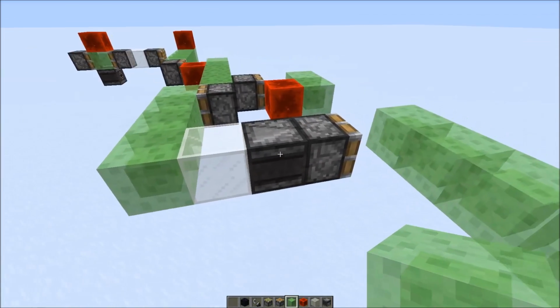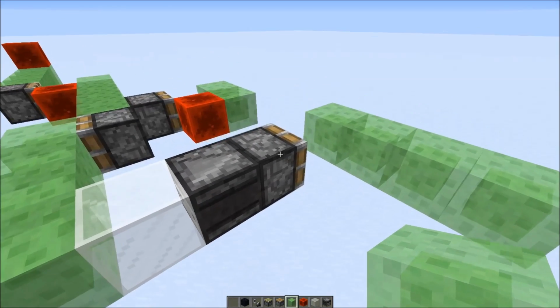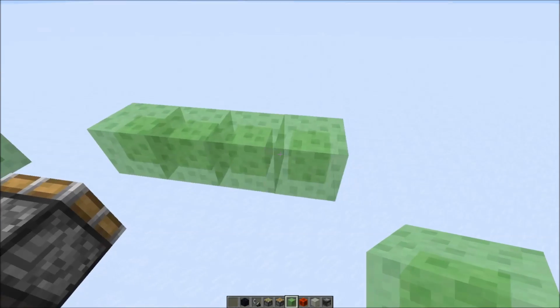So the whole structure moves, the observer with it, and in a new position the observer would give an update since it's getting moved to the piston, which causes it to push that slime block structure.